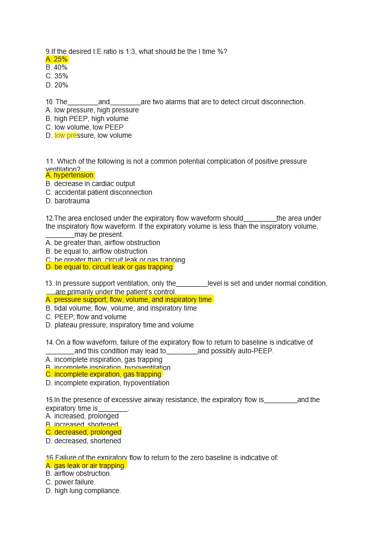Coming to the 11th question, which of the following is not a common potential complication of positive pressure ventilation? The options are hypertension, decrease in cardiac output, accidental patient disconnection, and barotrauma. As you all know, the answer is hypertension. The common complication associated with positive pressure ventilation is hypotension and not hypertension. So the answer here is hypertension.